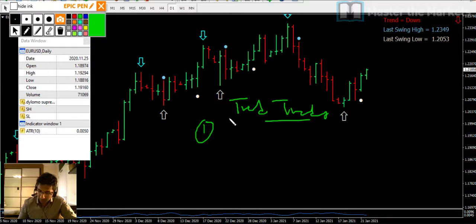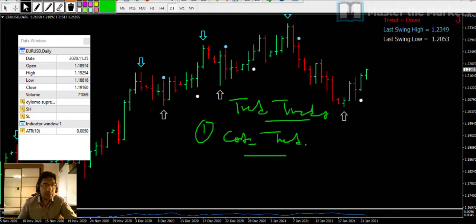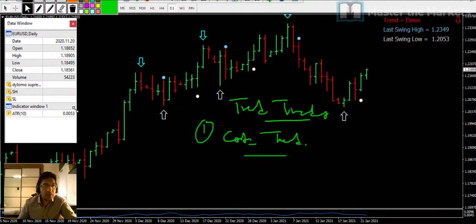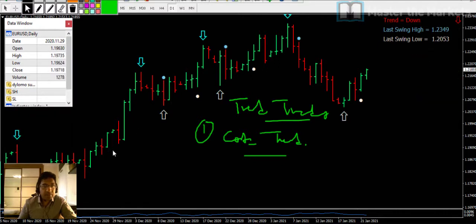The first type of trend that you should be looking for is a continuation trend. Now, a continuation trend looks exactly like this. So let me just move this data window a little bit away from here. All right, good. For example, you can see one directly here. It just made a higher high and a higher low. So that's what we call a continuation trend.